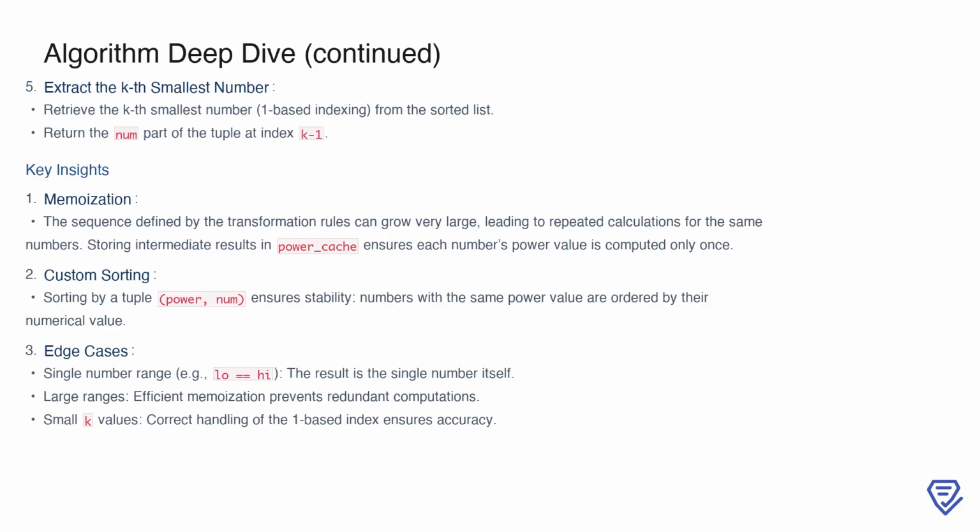Along the way, we leverage two key insights. First, memoization significantly reduces redundant calculations, especially when the transformation sequences overlap for different numbers. Second, the custom sorting ensures stability, so numbers with the same power value are correctly ordered by their numerical values. We also handle important edge cases, such as when the range contains only a single number or when k is very small. These considerations ensure the algorithm is robust and handles all inputs gracefully.